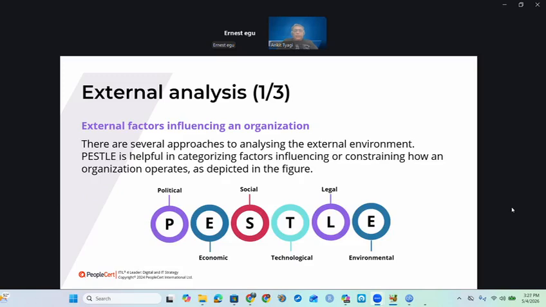External analysis. External factors influencing an organization. They said there are several approaches to analyzing the external environment. PESTLE is helpful in categorizing these factors influencing or constraining how an organization operates. Like we know, PESTLE stands for political, economic, social, technological, legal, and environmental factors. These are the factors which are external to the organization and can always have an impact on the organization's goals and objectives or achievement of the vision.